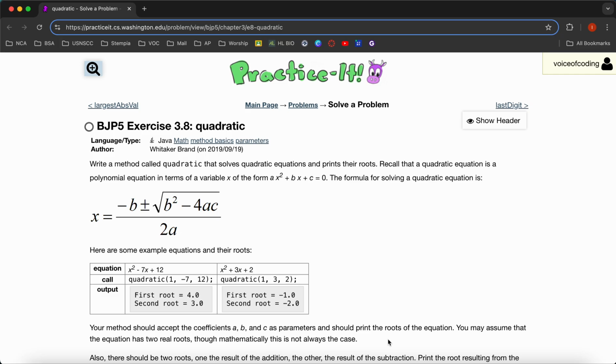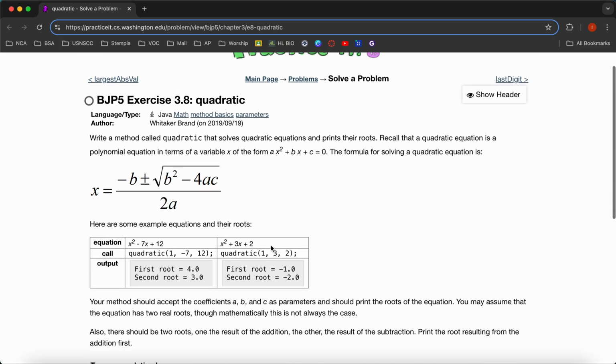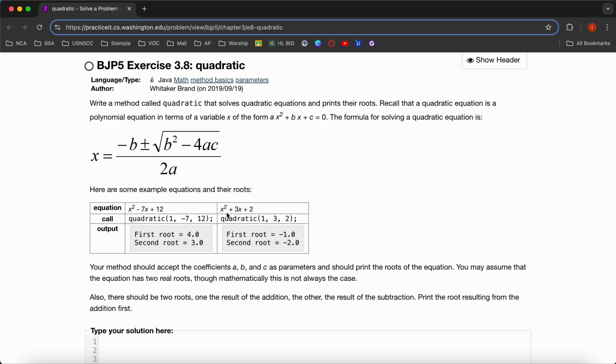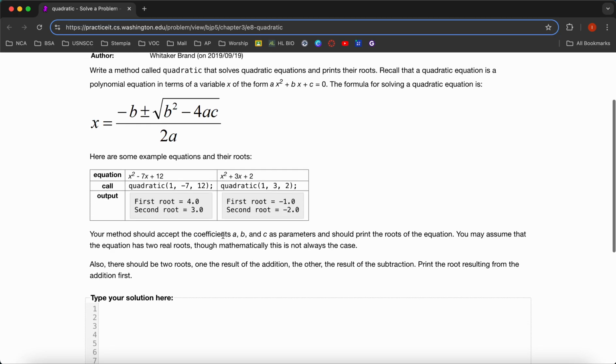Recall that a quadratic equation is a polynomial equation in terms of a variable x of the form ax squared plus bx plus c equals 0. The formula for solving a quadratic equation is x equals minus b plus minus square root of b squared minus 4ac over 2a. And here are some example equations and their roots. You guys can take a look at that.